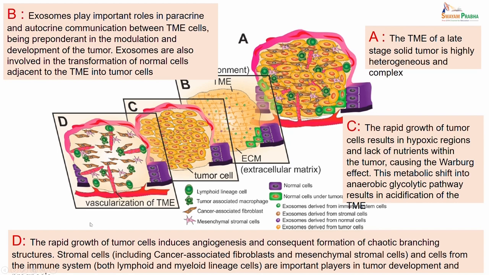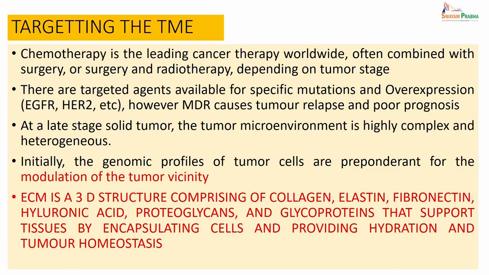The stromal cells, which include the cancer-associated fibroblasts, the mesenchymal stromal cells, and cells from the immune system, which belong to both lymphoid as well as myeloid lineage, are all important players in this tumor microenvironment. Now, let us see how we can target the TME, the tumor microenvironment.